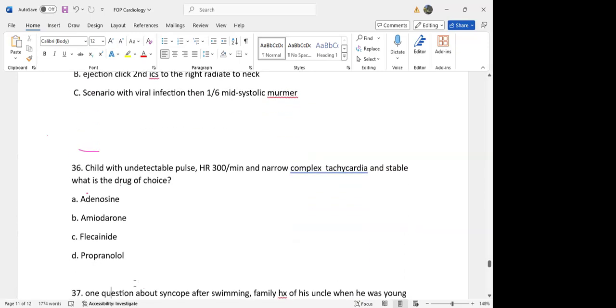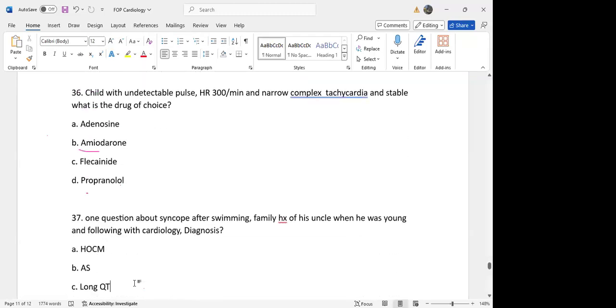A child with an undetectable pulse, heart rate 300, narrow complex tachycardia and stable. What is the drug of choice? This child is stable, the heart rate is 300 with narrow complex. That means this is supraventricular tachycardia and the drug is adenosine.